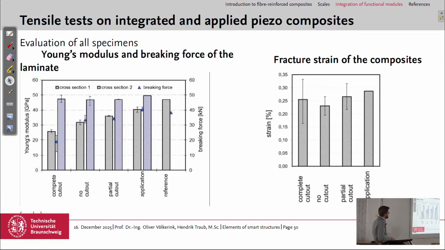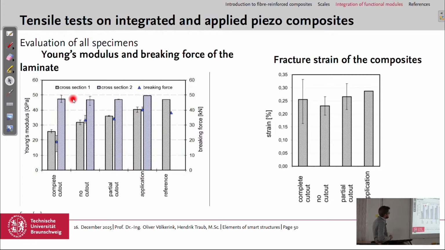If we look at all specimen, here in the diagram, Young's modulus, complete cutout, no cutout, partial cutout. And we also have for reference applied actuators, so just bonded on top, and reference specimen without any functional modules at all. Then you can see that in cross-section 2 is the higher modulus. It's the undisturbed region. It's nearly the same, so not affected.